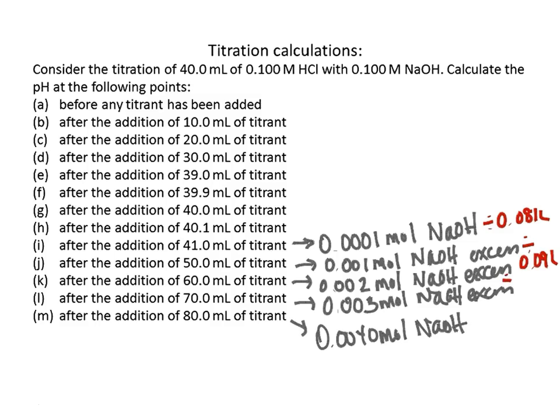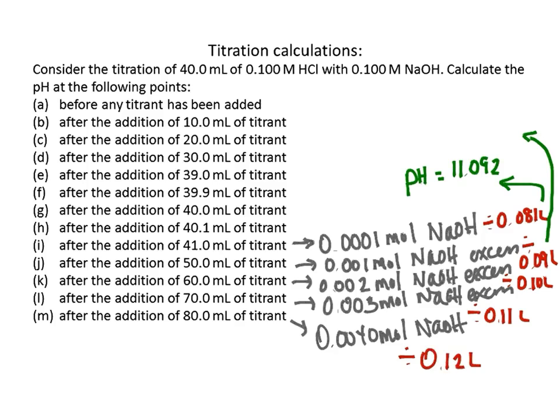So for each of those, this is the moles of excess hydroxide that are shown. We're dividing by the new volume, which is 81 mL, 90 mL, 100 mL, 110 mL, and 120 mL, right? 80 plus 40. So you have to add the titrant and the analyte. And of these, point I gives you a pH of 11.092, point J 12.046, point K 12.301. So they're going to keep going up, of course.